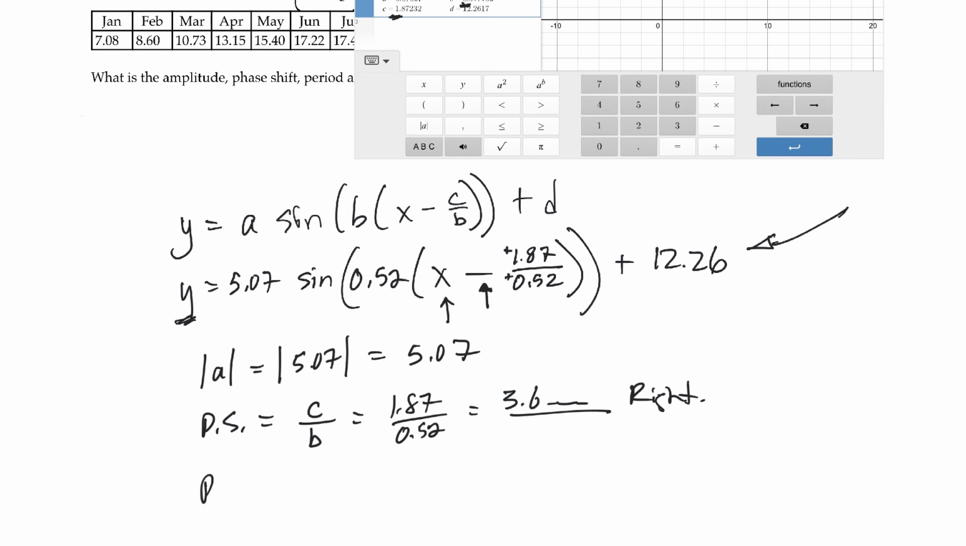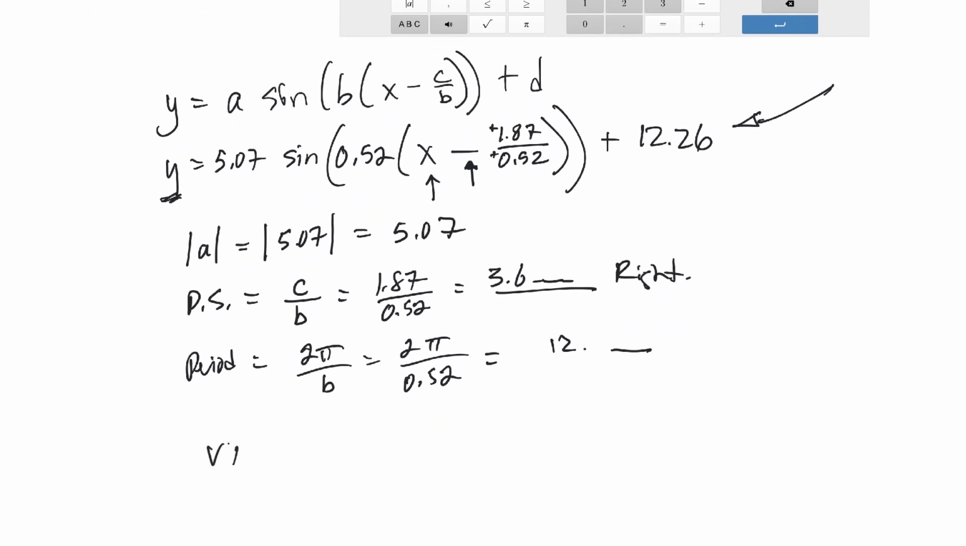Period: the formula is 2 pi over b, so it'd be 2 pi divided by b. B was 0.52. So figure out what that is. I think it's 12 point something or other. And then they want to know the vertical translation too. The vertical translation is just equal to d, so it's going up by 12.26. All right, hopefully that helps you maneuver decimals as you're solving questions like that.